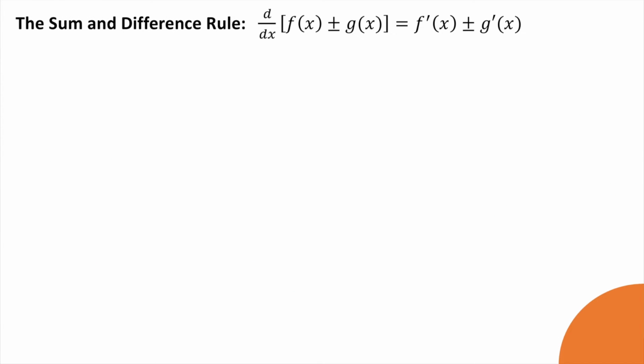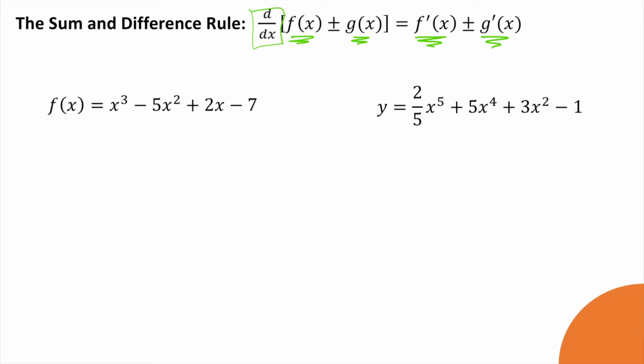Sum and difference rule, this just says if you're taking the derivative of two functions being added together, just take the derivative of each of them separately. This comes in really handy when you have a polynomial, because if you think about it, this f of x here is a bunch of little tiny functions combined together. So all we're going to do is take the derivative of each of them separately. Where'd that 7 go? Well, the derivative of 7 is 0.